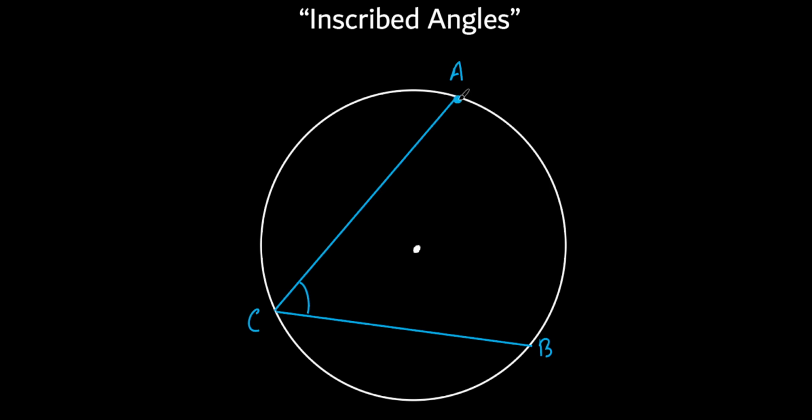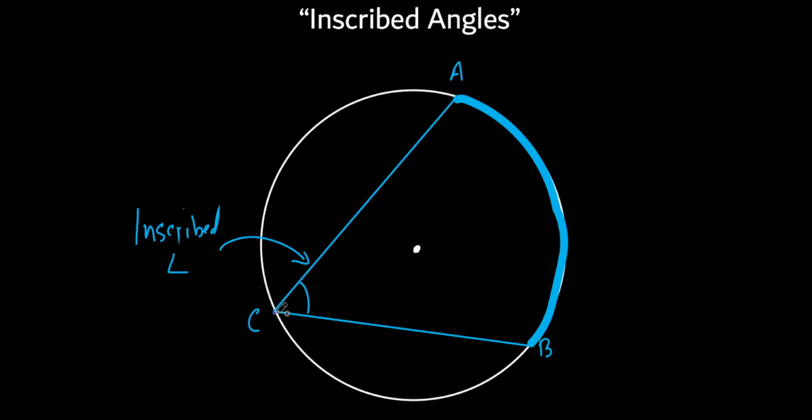So let me try my best here. All right, so that arc right there, that big fat blue arc, that would be an arc that is cut off by an inscribed angle. So this angle right here is an inscribed angle. The arc is just an arc that's cut off from the inscribed angle. We don't really have a special name for it. We don't call it an inscribed arc or anything like that. We just say it's an arc that's cut off by an inscribed angle.